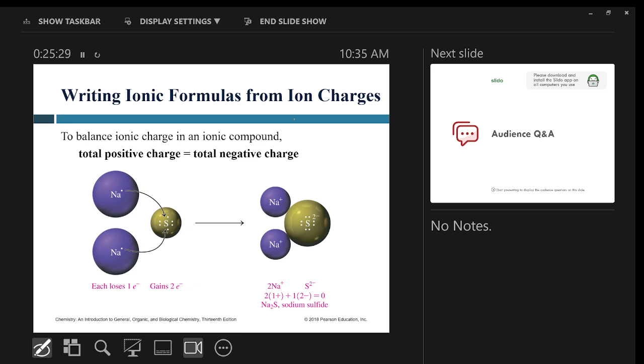This one's sodium sulfide. Each sodium wants to lose 1 electron, right? Each sulfur wants to gain 2 electrons. And so we look at this and we need 2 sodiums for each sulfur, don't we? So that's the formula for sodium sulfide.